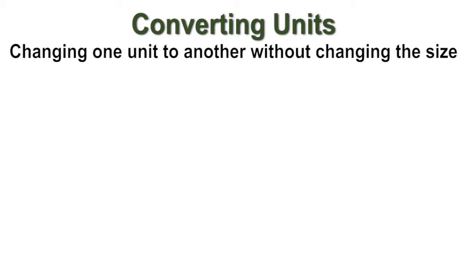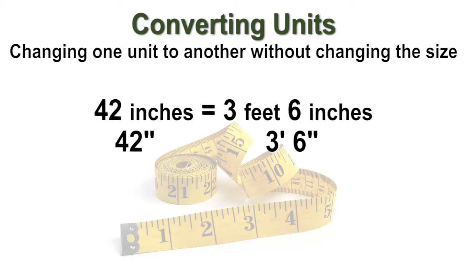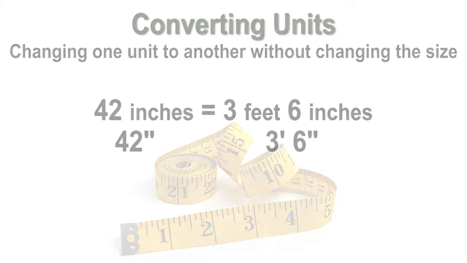As we learned in 4th grade, converting units is changing one unit to another without changing the size. For example, 42 inches can be converted to 3 feet 6 inches. It is still the same size, but is recorded differently. It is often helpful to represent conversions in a table format.